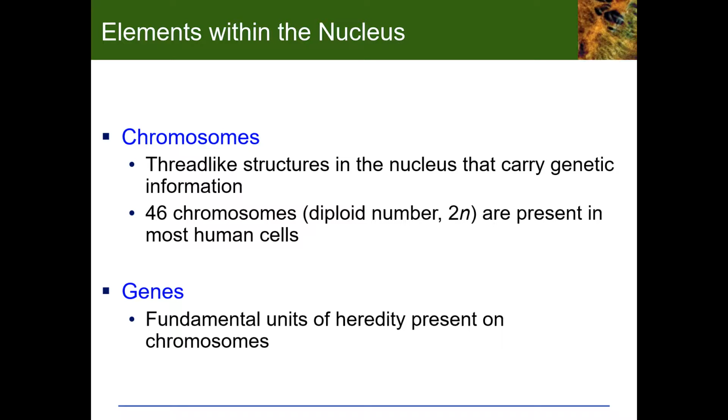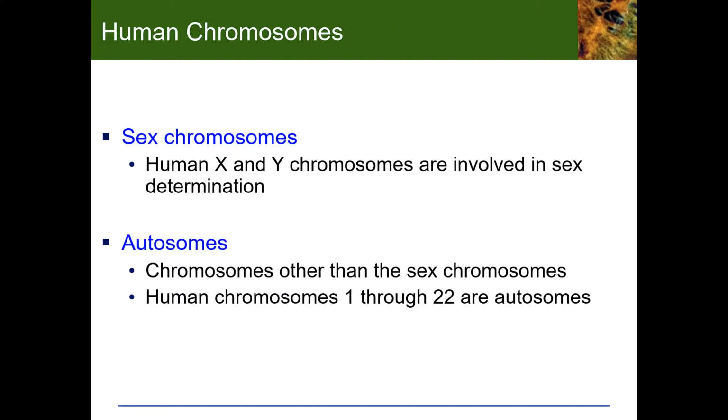The genes are fundamental units of heredity present on chromosomes. Sex chromosomes: human X and Y chromosomes are involved in sex determination. And the autosomes are the chromosomes other than the sex chromosomes. So the human chromosomes 1 through 22 are the autosomes. And then that last set, 23, is your sex chromosome, which will either be XX or XY, usually.